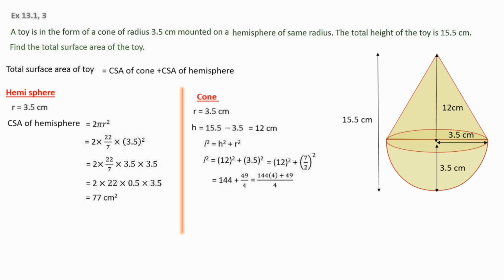Once again, here 49 only having the denominator 4. So we have to take common LCM 4. Since here there is no denominator, you have to multiply 4 with 144. So 144 into 4 plus 49 divided by 4. That is equal to 144 into 4, that is 576 plus 49 divided by 4, that is equal to 625 by 4.